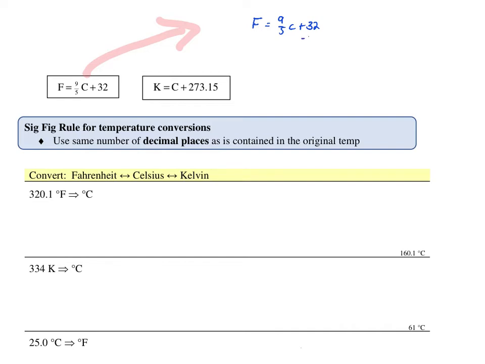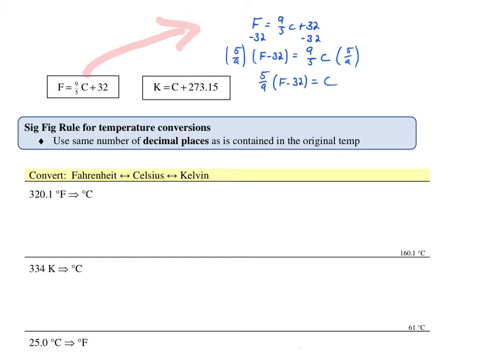So the first step is we need to subtract 32 from each side. So we have F minus 32 is equal to 9/5 times C. We want C by itself, so we're going to have to multiply each side by 5/9. And the result is that 5/9 times (F minus 32) is equal to our Celsius temperature. Now note the F minus 32 is inside parentheses, so we're going to have to do that first.